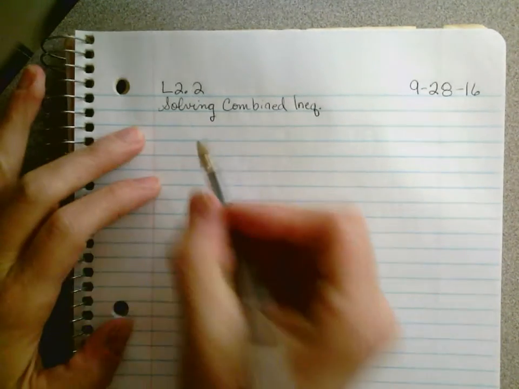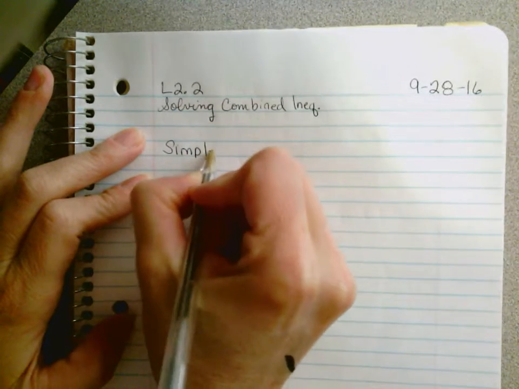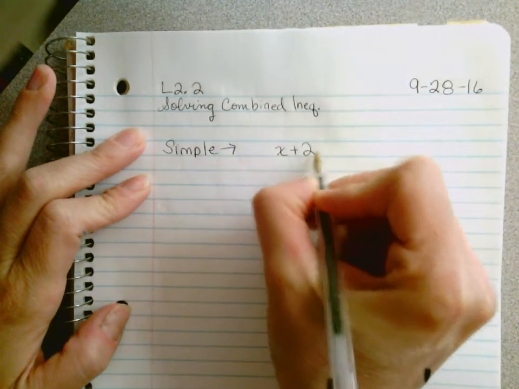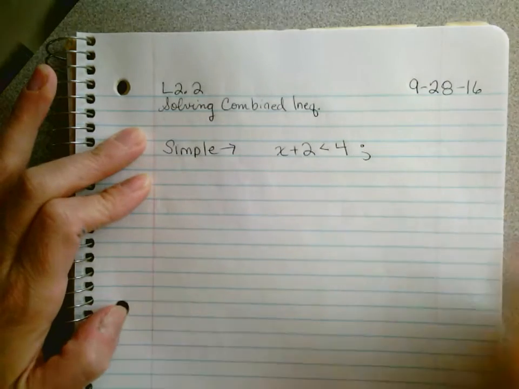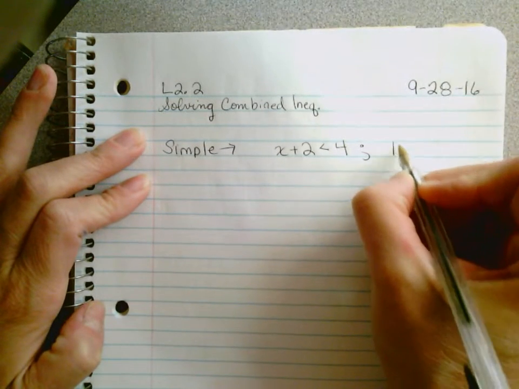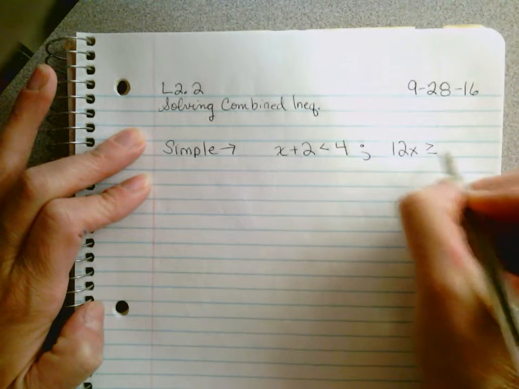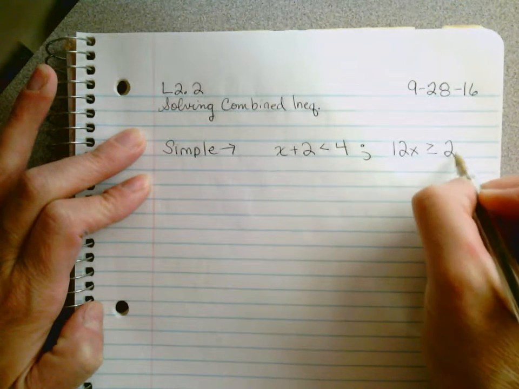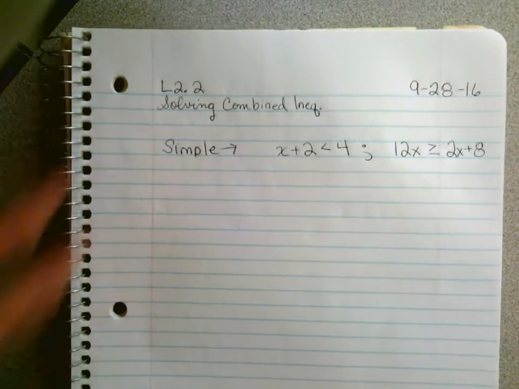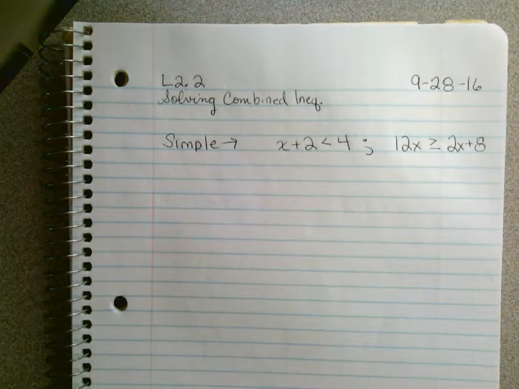A simple inequality is when it's not just something, something, something is less than something, or something is greater than something. Something like this: x plus 2 is less than 4. That could be a simple one. 12x is greater than or equal to 2x plus 8. I'm making this up, so don't look for that. Those are simple, basic, normal inequalities. I'm calling them simple just because they're sort of one step.